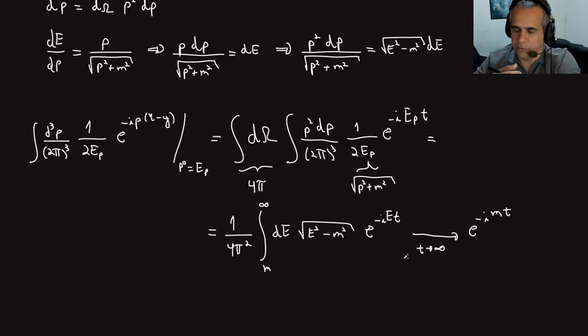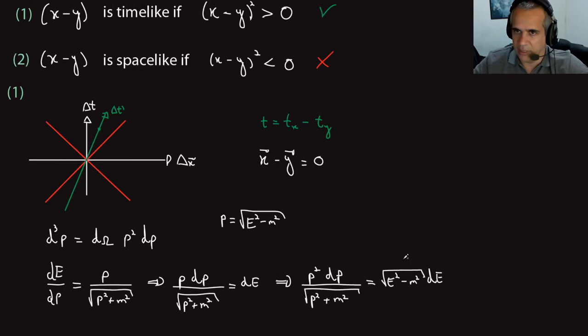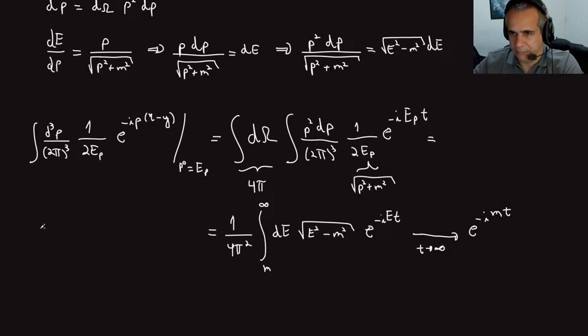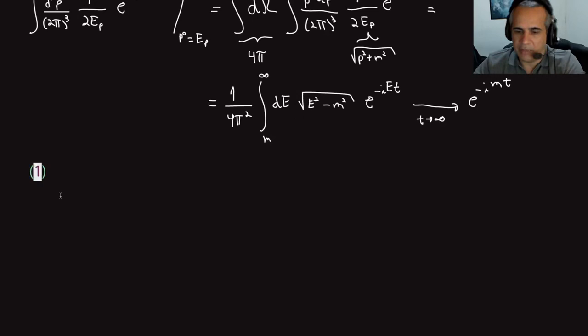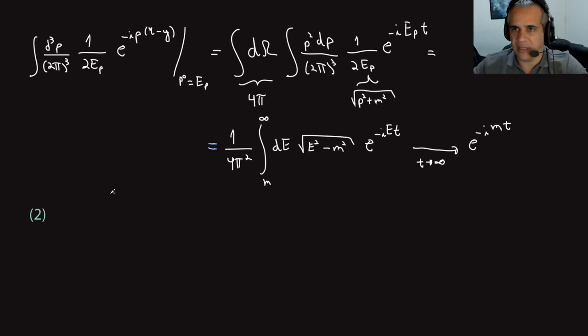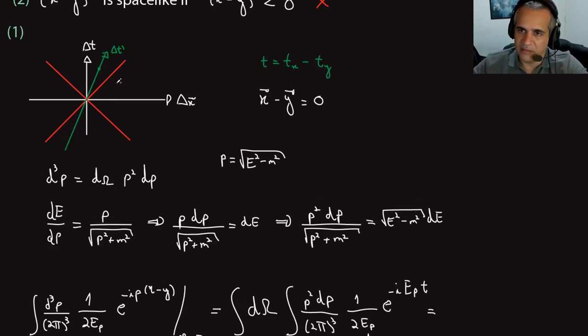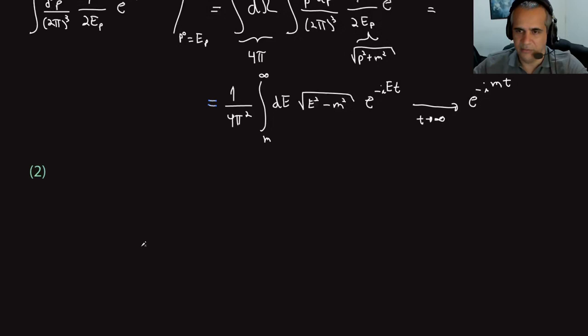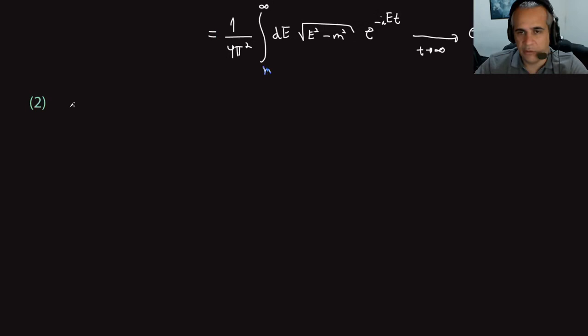Now let's look at the second case, which is the one that actually matters for causality. So now I am at a space-like distance between the two points. That means I can rotate again, right? Now I am on this side and I can rotate to make the time interval zero. So now I can go to a referential where t_x is equal to t_y, but I cannot make the distance zero, and I call the distance just r.